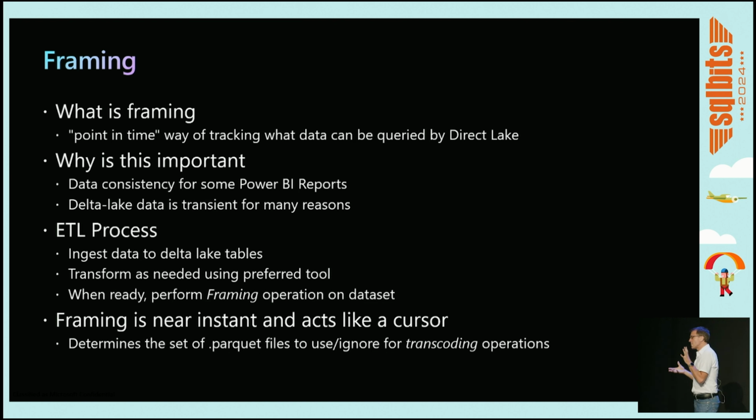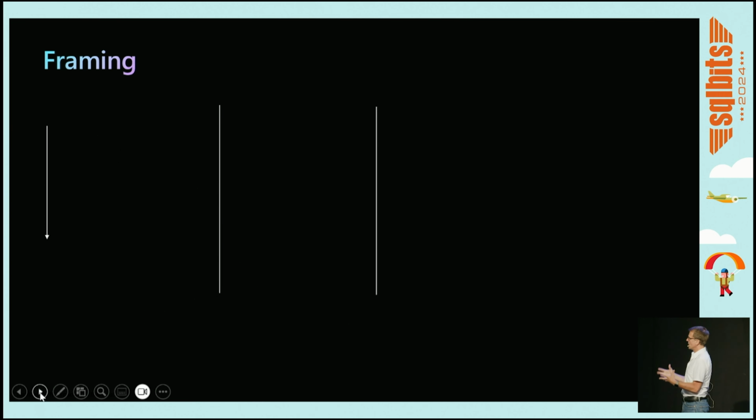So there's this concept called framing that allows you to draw a line in the sand based on the point in time that you signal the framing operation to take place. What that means is everything that happens from Power BI then on only considers data modification up to that point. I've got a little bit of an animation, if we could jump to it, because I think this might help explain what's going on.